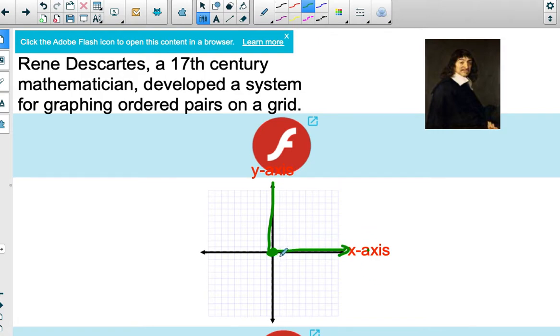And it's located at 0, 0. 0 on the x-axis, 0 on the y-axis. And as we move along the x-axis, we get 1, 2, 3, 4. And as we move up the y-axis, 1, 2, 3, 4. I'm just randomly throwing the numbers in. I realize that they don't necessarily match with the grid lines there.